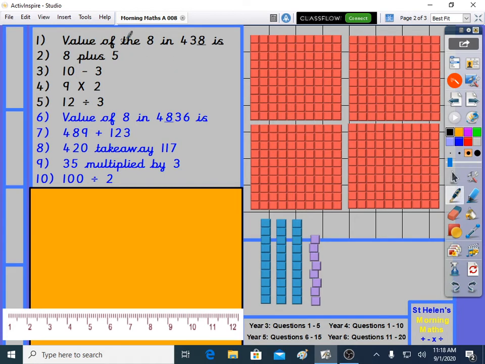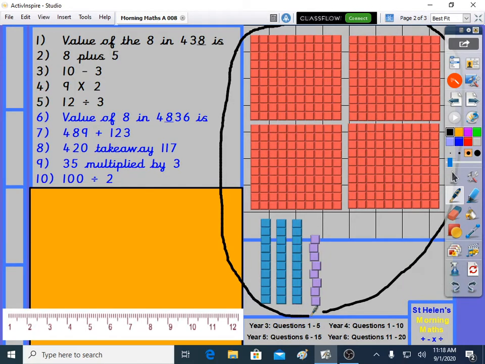Question 1. Value of the 8 in 438. So here is a picture of 438. It takes up a lot of space. 400s, 1, 2, 3, 4. They're really big, so as you can see, they're really big. And we've got 3 tens, 1, 2, 3. And we've got 8 units. They're small. 1, 2, 3, 4, 5, 6, 7, 8.